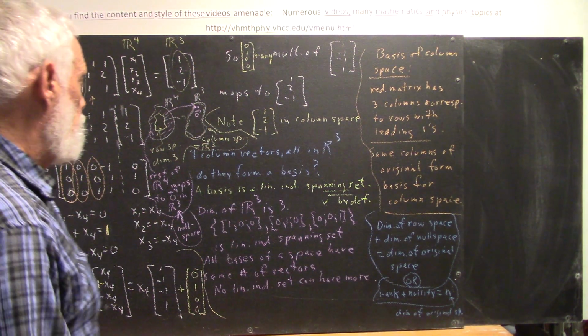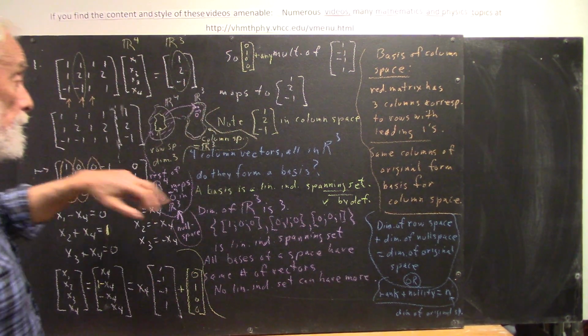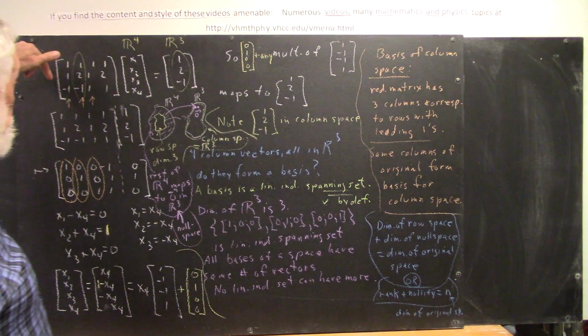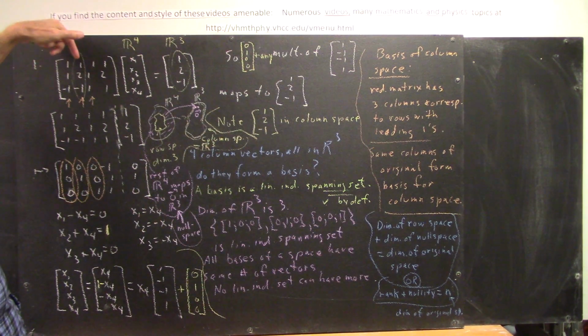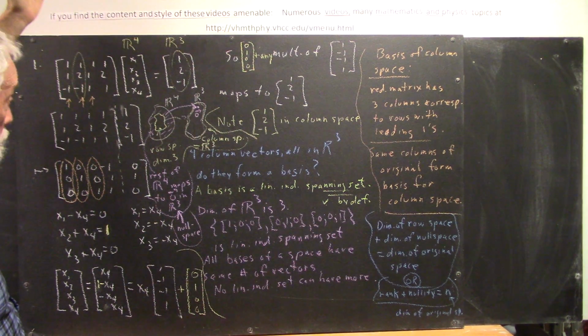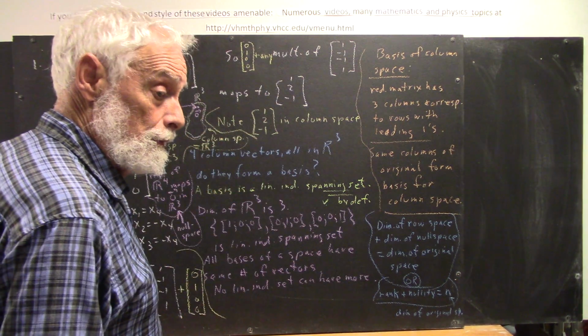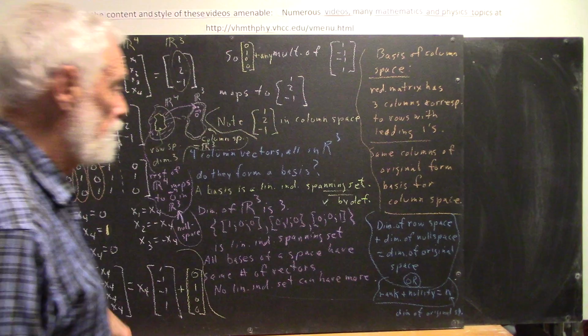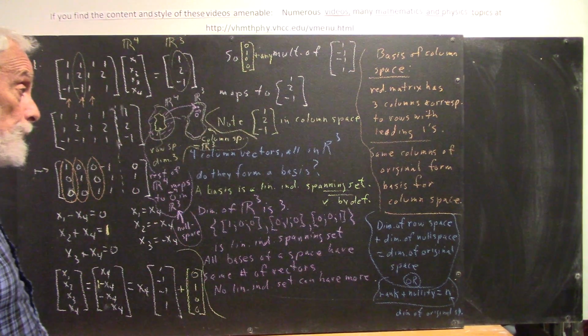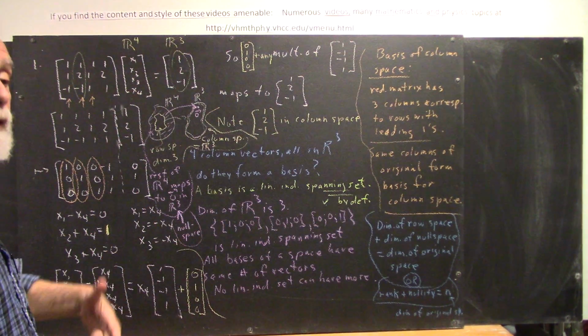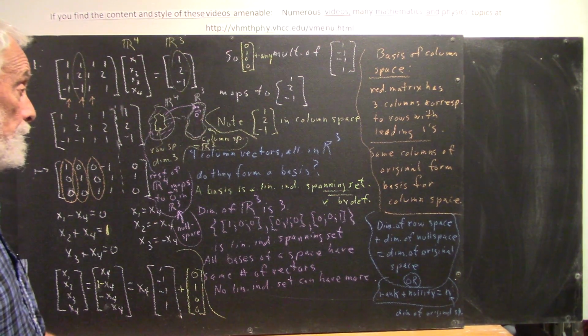Okay, now we want to look at the column space. There are 4 column vectors in this matrix: (1, 1, -1), (1, 2, -1), (1, 1, 1), and (1, 2, 1). Do they form a basis? And I don't say here a basis of what, and I actually forget whether it was a basis of R3 or a basis of the column space.